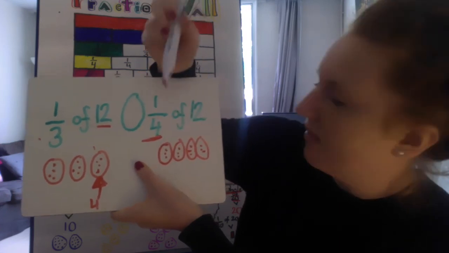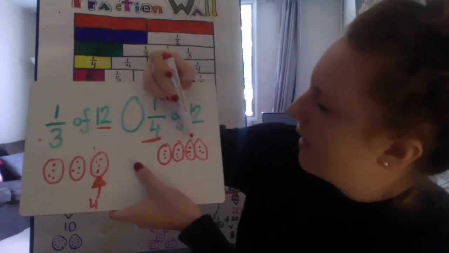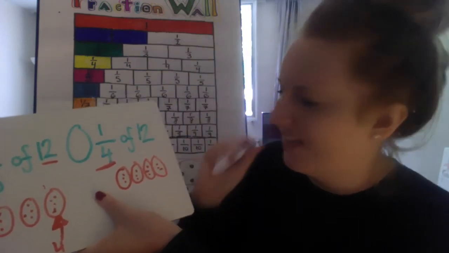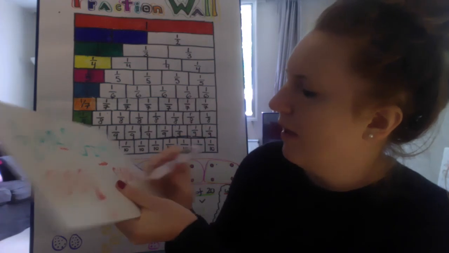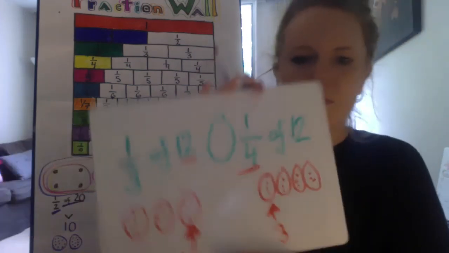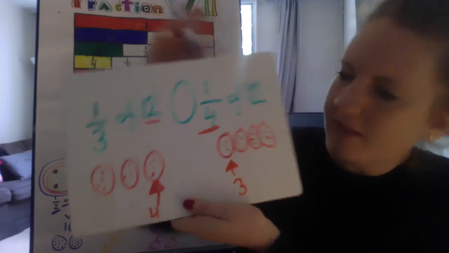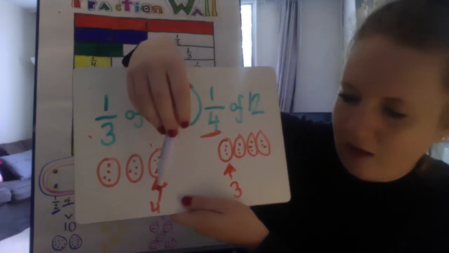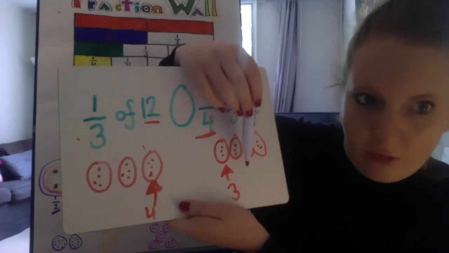Let me check that there's equal. That's 3, that's 3, that's 3, that's 3. 3 times 4 is equal to 12, so that's good. And each one is 3. So this way, I know this is actually asking me, what is the greater number? Which one has more value, 4 or 3?